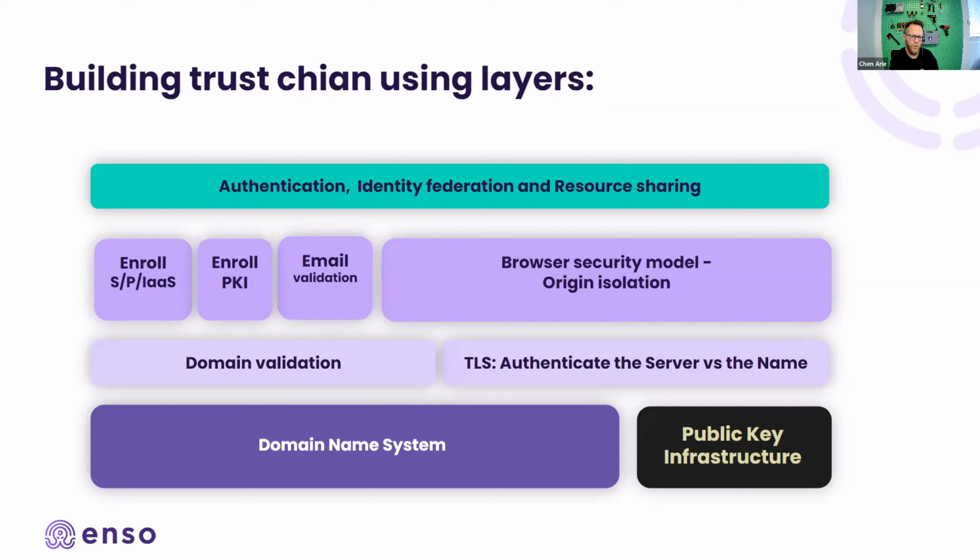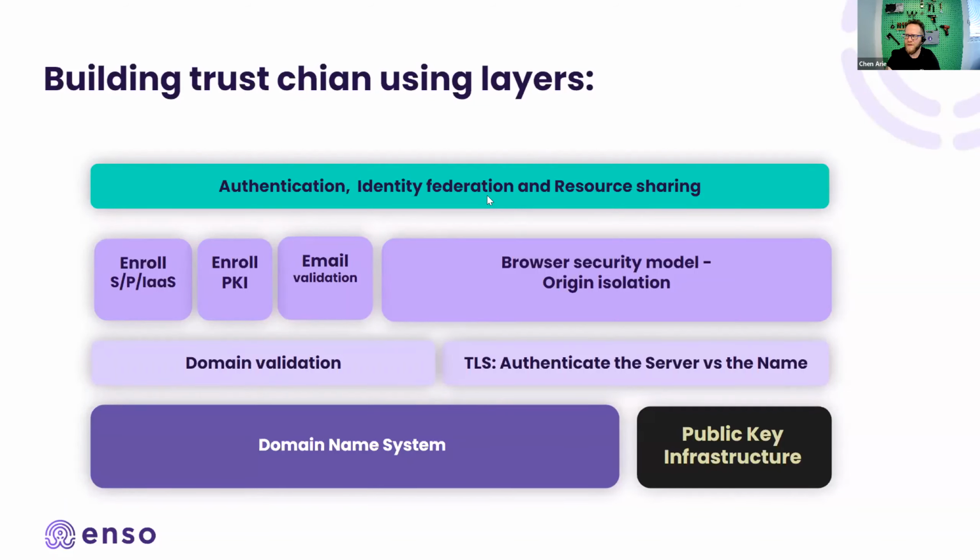We can build this layer on top of that, and on top of this we have many different applications of authentication, identity federation, resource sharing, different kinds of things that we can do once we know who we're working with, whether it's another user or another vendor, another provider on the internet. We can build very complex and very rich resource sharing scenarios based on this trust system that starts from a combination of DNS and public key infrastructure.